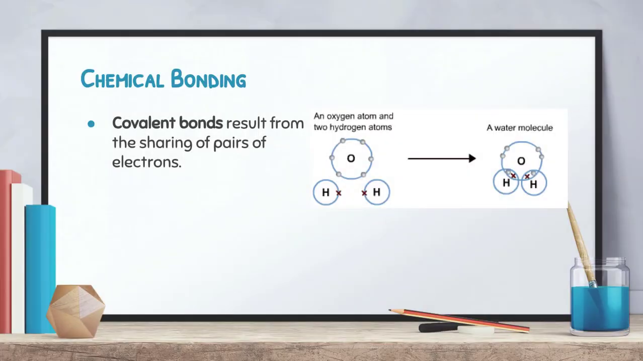Covalent bonds result from the sharing of pairs of electrons. That root co means to share. Like if you're a co-president, it means that there's more than one president. You share the presidency with somebody. Covalent bonds result from the sharing of pairs of electrons.